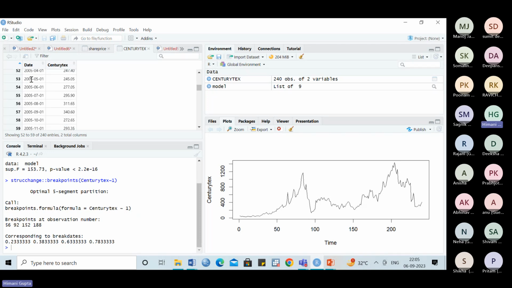And if you observe in this 52, it's 2005. So you have to check what happened in 2005. Maybe there is some crisis or not. It's not necessary that you have to take all the 4 breakpoints. You can just take the major breakpoint that affected your variable. You have to back it up with the theory that yes, this thing happened to my variable in this particular year.